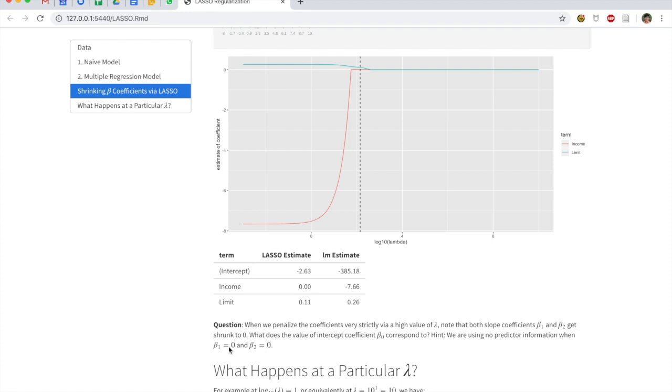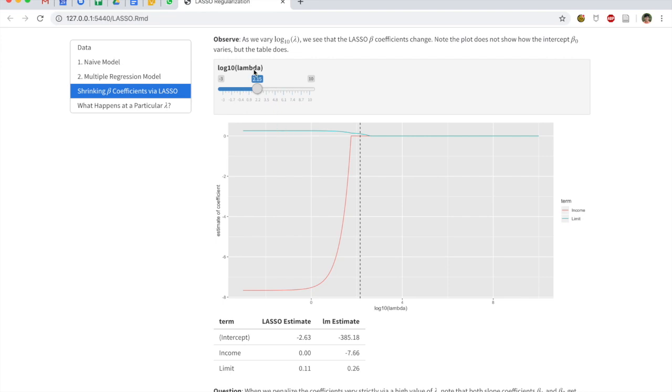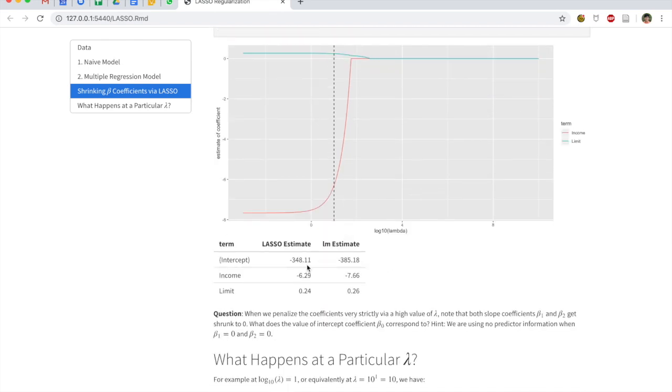So now let's ask ourselves what happens at a particular lambda value. Let's set log 10 lambda to be equal to 1. So where is that? Right here. Okay, great. For log 10 lambda equal to 1, or lambda equal to 10, the LASSO estimate of the intercept is negative 348. Here's the intercept, here's the value of the slope for income. Here's the value of the slope for limit. Notice how they differ slightly from just the plain old multiple regression estimates that are over here.